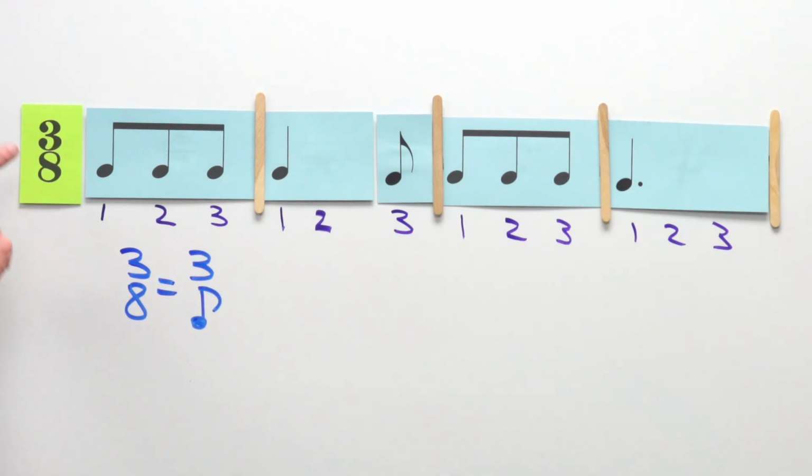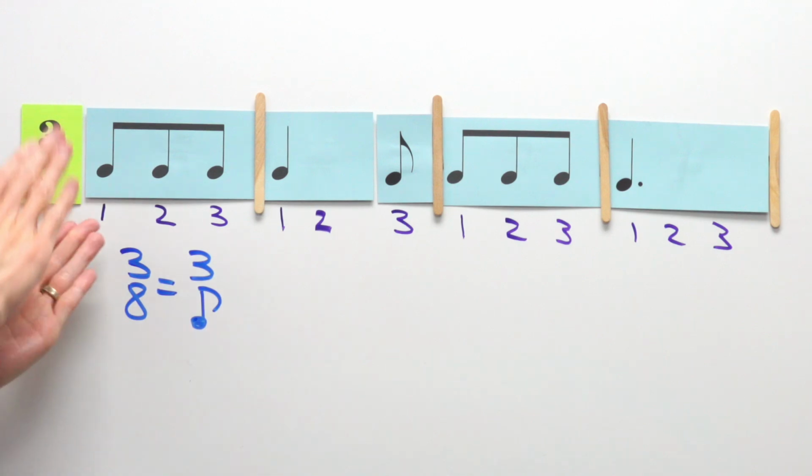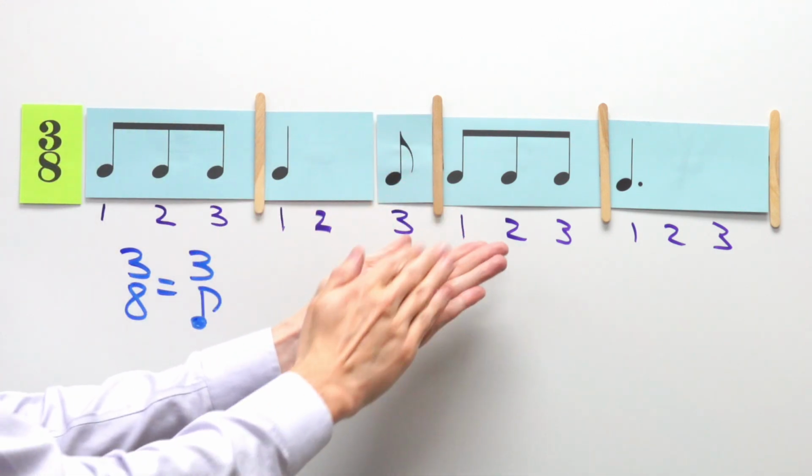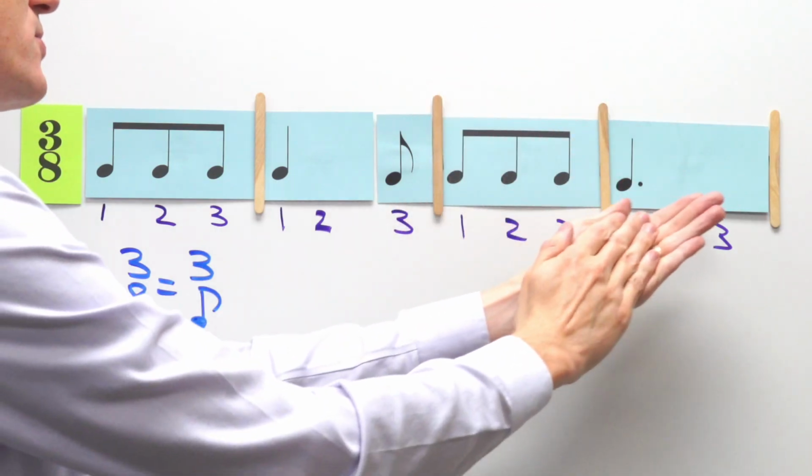Now let's try it together. Count 3 beats to get ready, and then we'll start. Here's our 3 prep beats. Ready? 1, 2, 3. 1, 2, 3. 1, 2, 3. 1, 2, 3. 1, 2, 3.